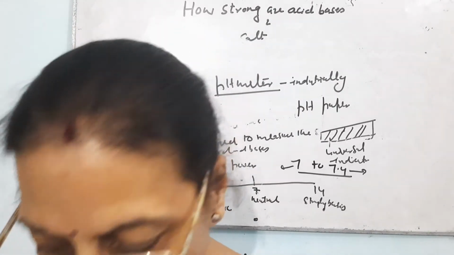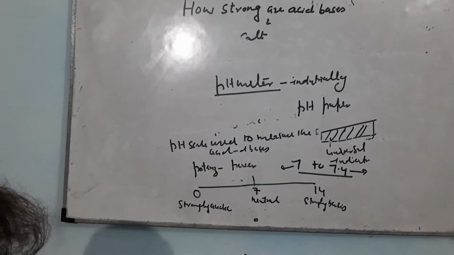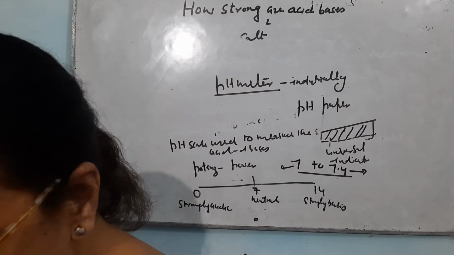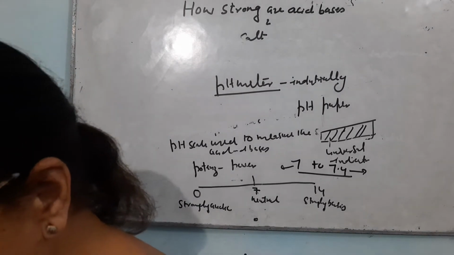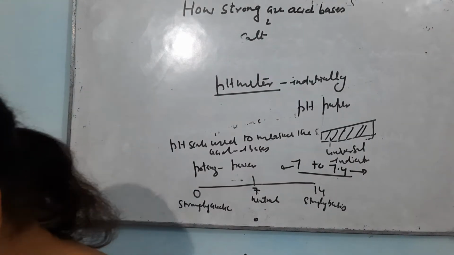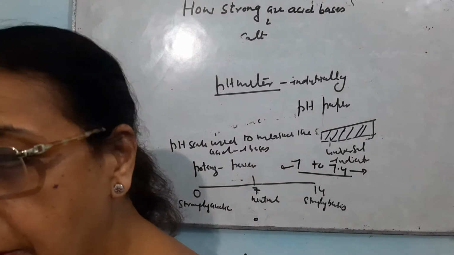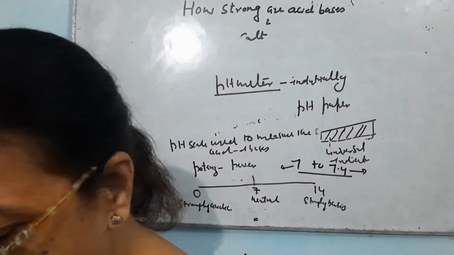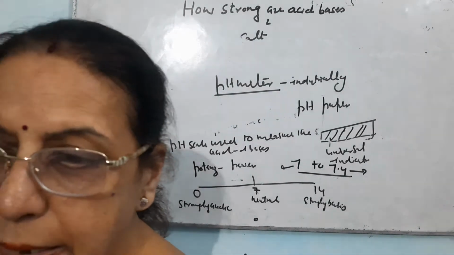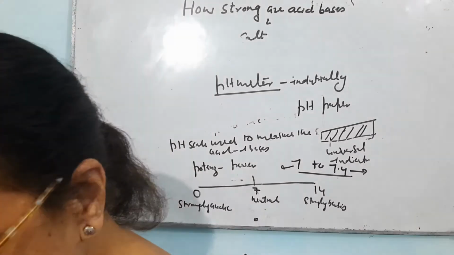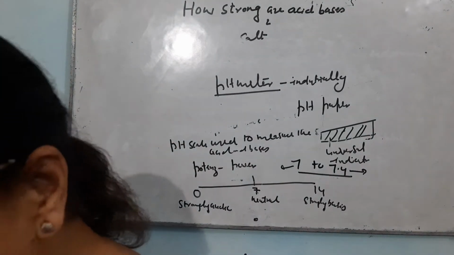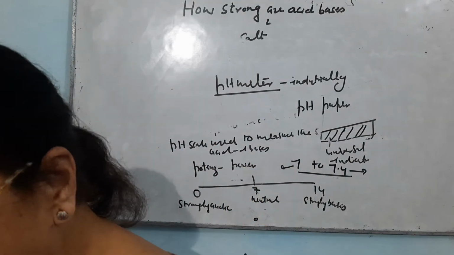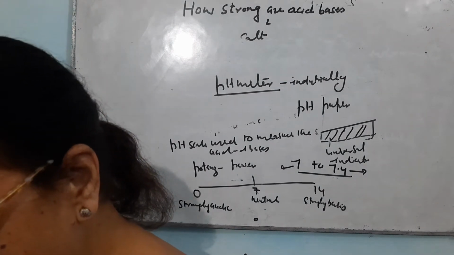A table is given in your book, with a few substances whose pH we should know. Saliva before a meal has a pH between 7 and 7.5. Saliva after a meal secretes acid and the pH decreases. Lemon juice is acidic in nature, so its pH is less than 7. Colored aerated drinks are acidic in nature, so the pH is less than 7. Carrot juice, again, is acidic in nature.